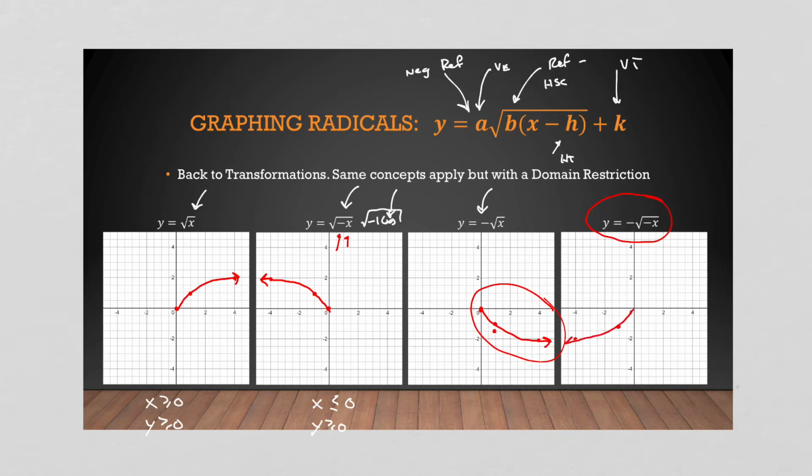So our transformations rear their gorgeous head again, and we're going to apply them to our radicals, but we do need to keep in mind our domain restrictions. Here our domain is greater than or equal to 0, here our domain is less than or equal to 0, but here our range is now negative and our range is now negative. So you can see you get some things that change around.